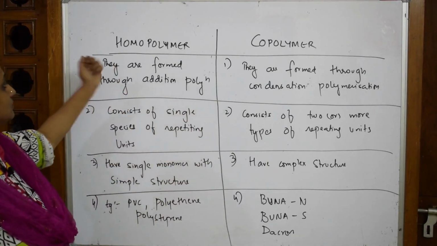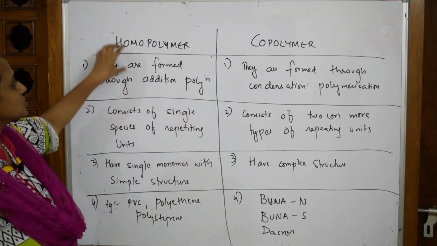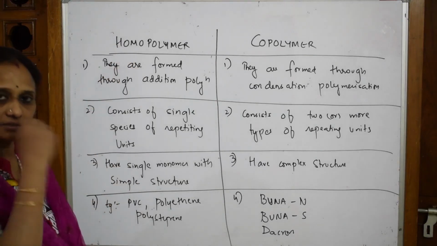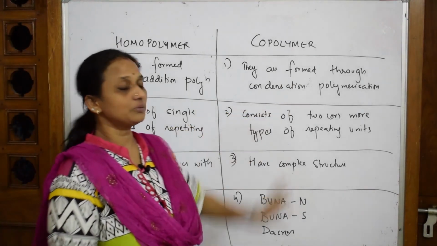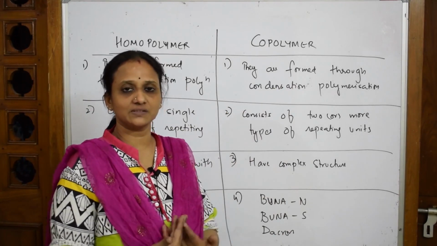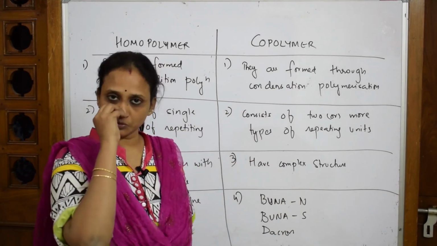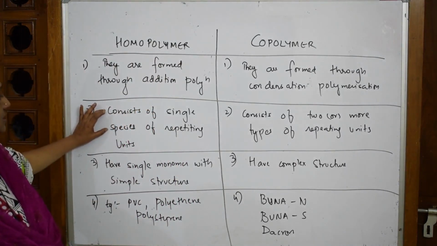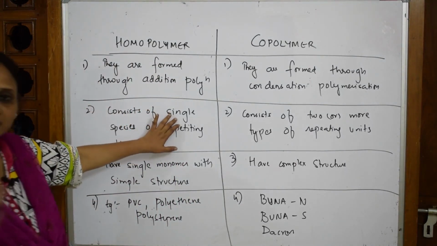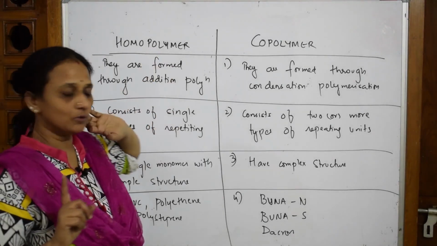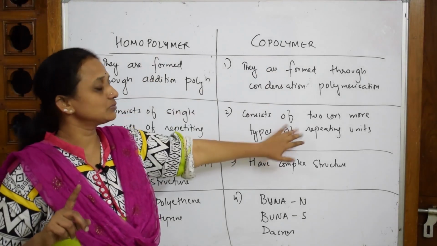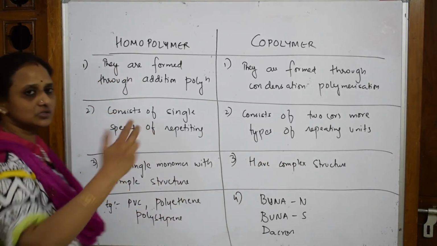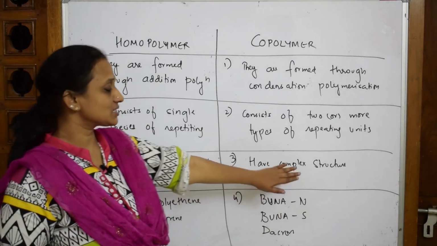So if I have to write the differences, as the name suggests, it is formed by addition of compounds, one after the other adds. Here they are going to form by condensation of compounds, true condensation, where you're removing a water molecule, alcohol, ammonia, HCl, like that. So here, as the name suggests, again it has only a single entity, single monomer, as homo means single. Co means two. There are two or more repeating units. And again, when I compare, it's a single unit, so it has a simple structure. This has a complex structure.